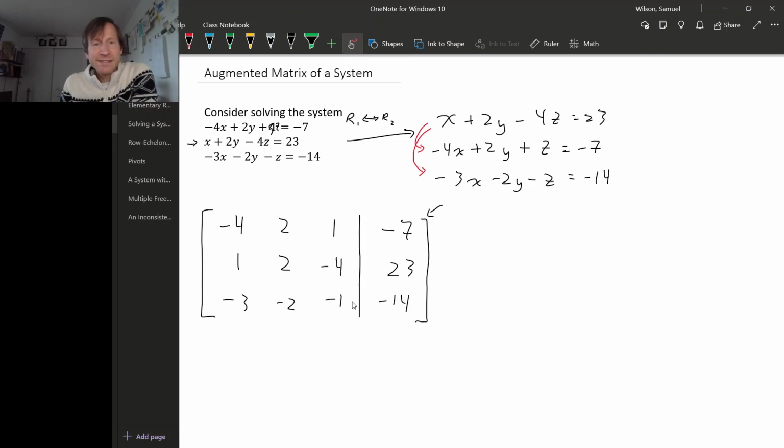So this collection of numbers, this grid of numbers, is called a matrix. And when a matrix represents a linear system and the right-hand side of the linear system is tacked onto the end of the matrix, then this is called an augmented matrix.